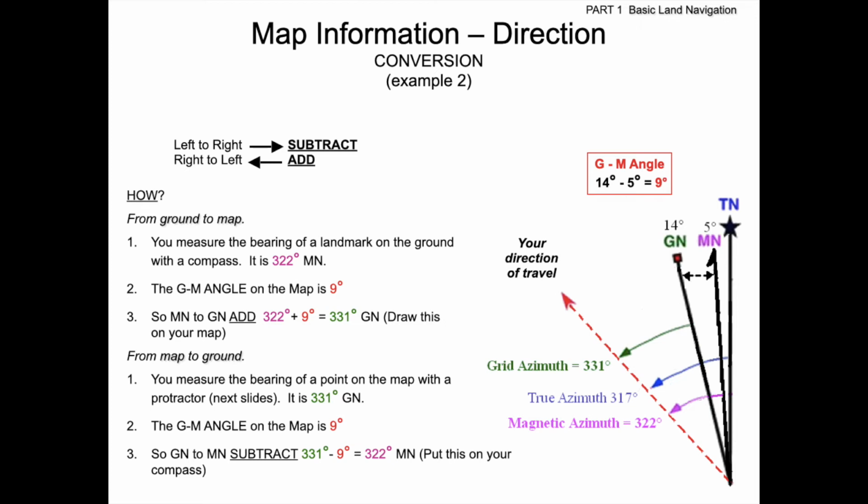So grid north to magnetic north, we're going to subtract: 331 degrees minus GM angle of 9 degrees equals 322 degrees magnetic. We're going to write that M next to it so we don't forget, right? And you're going to put this on your compass and start walking, or whatever you're going to do with it, right? So it's simple enough. You just have to keep things straight, keep your paperwork neat, and label your azimuths.